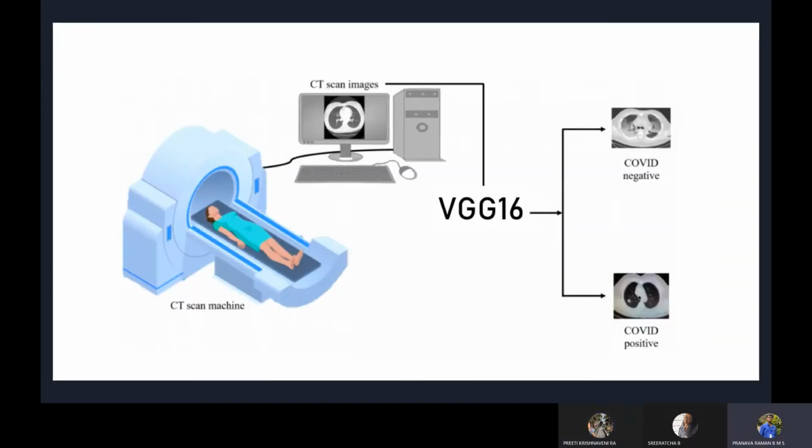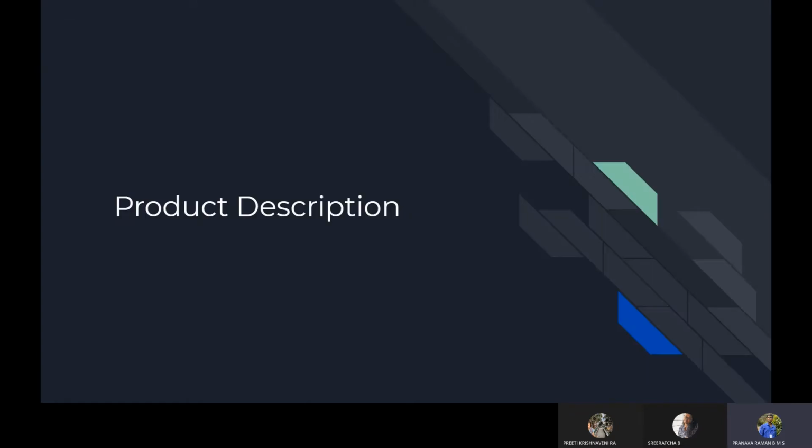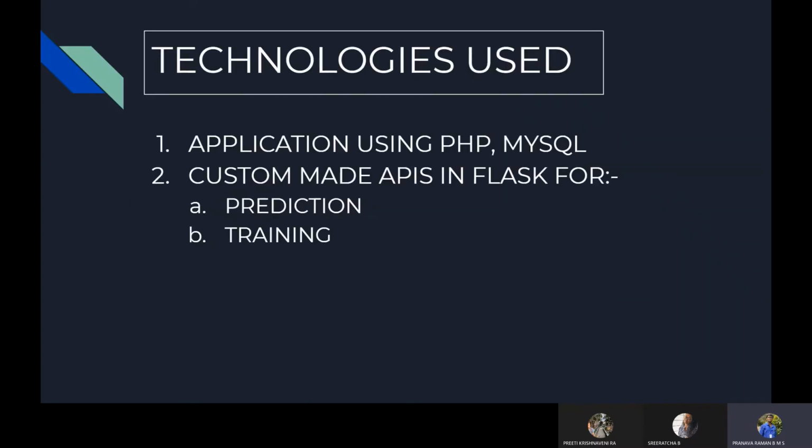To use the models, we have developed an application where we can send the CT scan images to the API that we have generated, and it will give the result if it is positive or negative. And we made it as a complete product using PHP and MySQL, basically a website which will interact with these APIs that are running in Flask. There are two APIs that are running. One is for prediction, another one is for training.